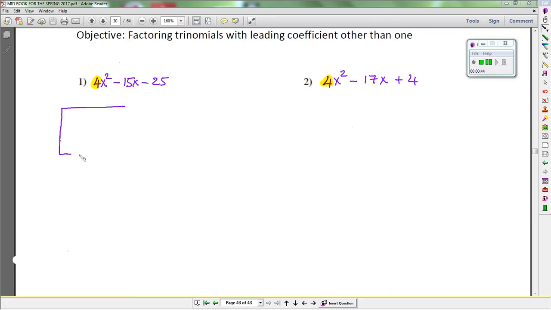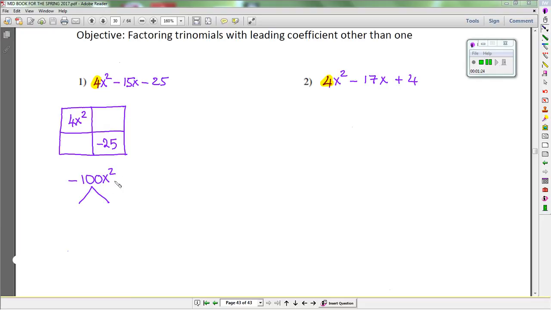First we need to draw a square, and then we divide our square into four little squares, and we put the first term, 4x squared, into the top left corner. Then we put the last term, which is the constant negative 25, into the bottom right corner of the 2 by 2 box. Next, we're going to multiply the first and the last term, so that will give us negative 100x squared.